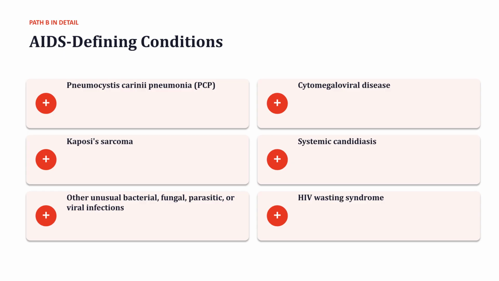AIDS-defining conditions include conditions such as Pneumocystis jirovecii pneumonia, cytomegaloviral disease, Kaposi's sarcoma, systemic candidiasis, HIV wasting syndrome, and other unusual bacterial, fungal, or viral infections. If you observe any of these in an HIV-positive patient, ensure you document HIV disease.